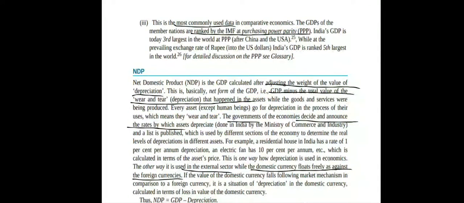Next that we have is that in the external sector, when the domestic currency floats freely as against the foreign currency, and if the value of our domestic currency falls, following the market mechanism, in comparison to a foreign currency, say dollar here, it is a situation of depreciation in the domestic currency. This is another way of calculating depreciation in economics.